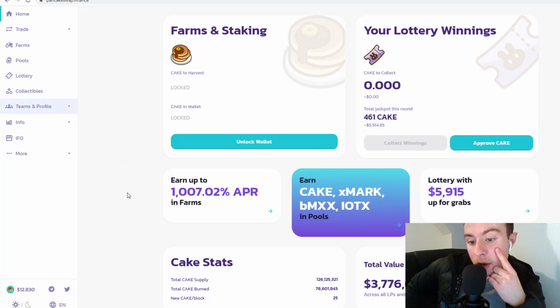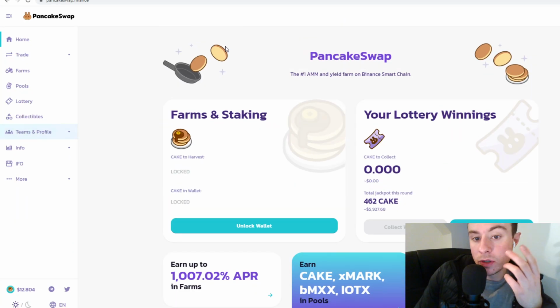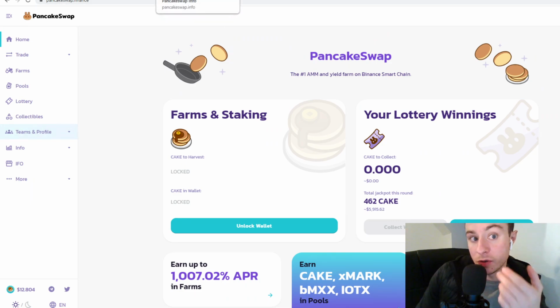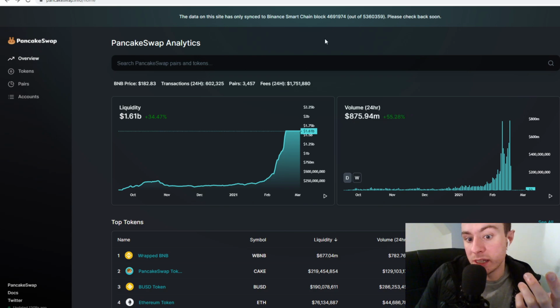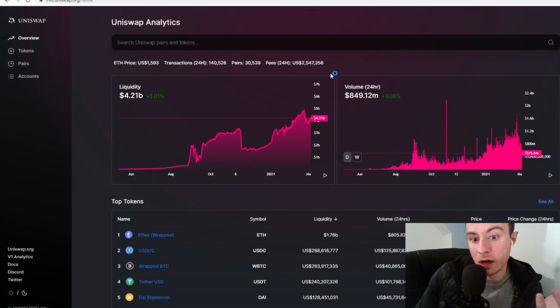There is a lottery as well, which I thought was a very, very interesting feature, where you can enter and you stand a chance of winning the prize. And as a result of PancakeSwap being a cheaper and faster exchange to use, you can really see that reflected in the volume. Considering this is a relatively new DEX, its volume is actually more than Uniswap, which is the largest DEX.